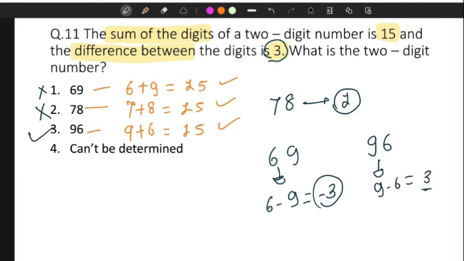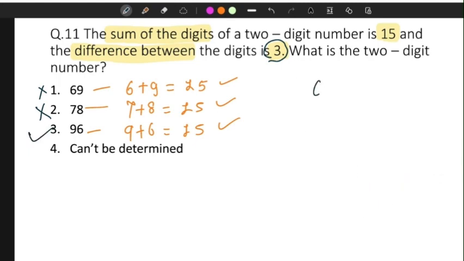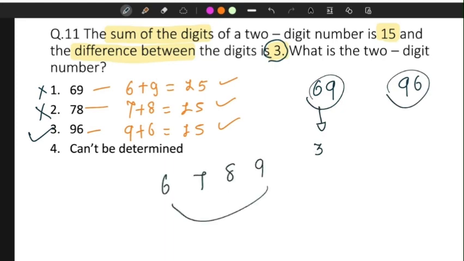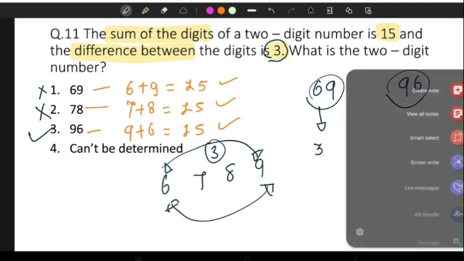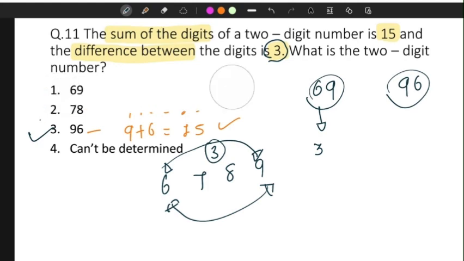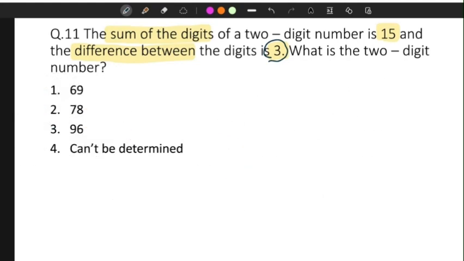But this is the wrong thing. Even if I start looking at these numbers, the difference between 6 and 9, or the gap between 6 and 9, is 3. 6, 7, 8 and 9. The gap between 6 and 9 is 3, as well as the gap between 9 and 6 is also 3. So both of these options, option A as well as option C, are following the second condition as well as the first condition. They are following both the conditions.